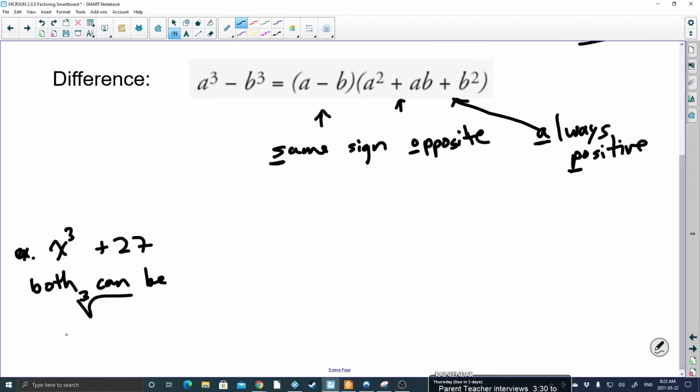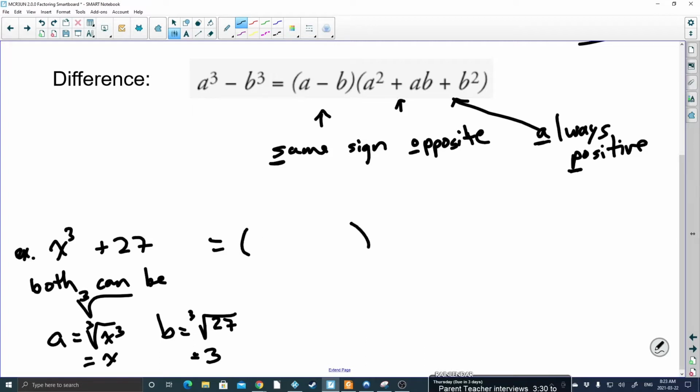Now we need to know what our a is, and we need to know what our b is. Well, the a is just the cube root of x cubed, which is just x. And the b is the cube root of 27, which is 3. So now I'm just going to follow the formula for the sum of cubes. Now, trying to remember the SOAP acronym, it is the same sign between these two, and it is the a and the b. So we have x plus 3.